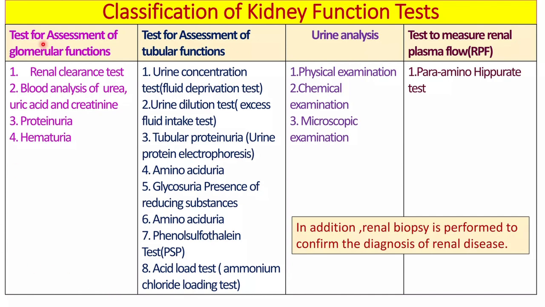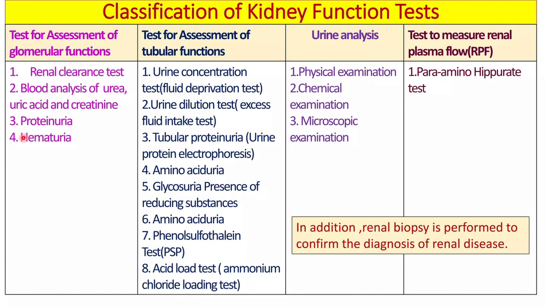One is the test for assessment of the glomerular function. So the glomerulus, what is there? To assess its function, we have a few tests. It could be blood urea, uric acid, creatinine, proteinuria, hematuria, renal clearance test. All these will measure the glomerular function. So to assess the function of the glomerulus, we perform these tests.